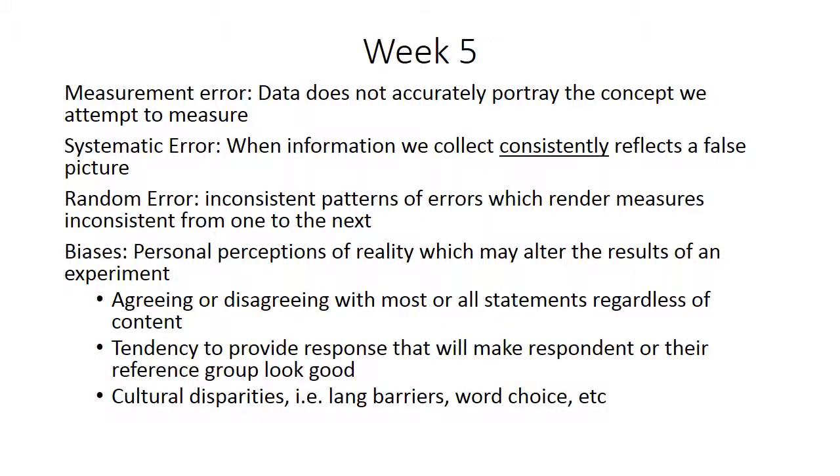This week in our course focuses on errors and bias. A measurement error would be if the data I received from my experiment is not accurate. One type of measurement error is systematic error. Systematic error is consistent but still false. Random error is inconsistent, which therefore renders the measure invalid.